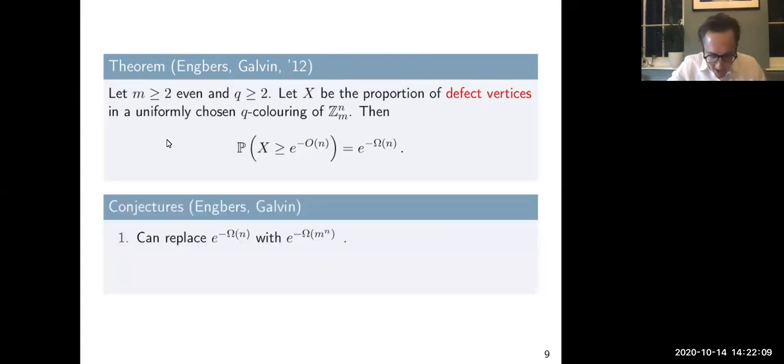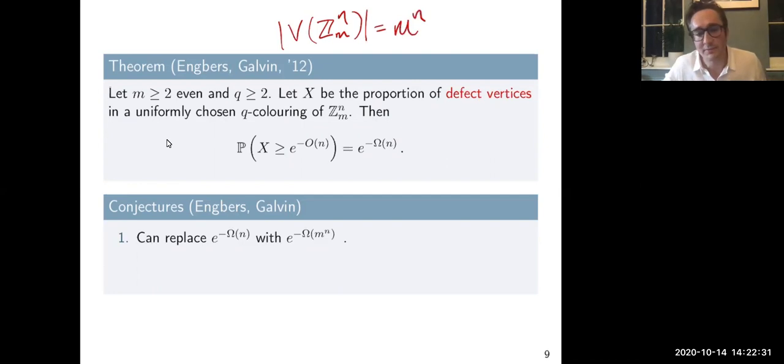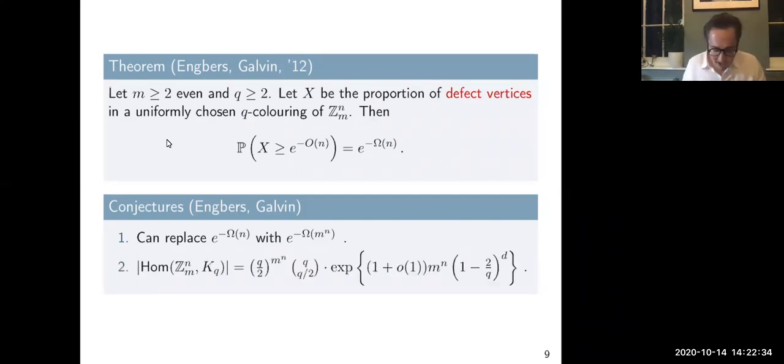Okay, but they make a conjecture that actually you should be able to replace this quantity on the right-hand side by something much stronger. It should be exponentially small in the number of vertices in the whole graph. So remember, n was the dimension of the torus, but the number of vertices of my whole graph is m to the n. And they make another conjecture, which is a conjecture for the number of q-colorings of the torus. Here I've given the conjecture for q even to avoid floors and ceiling symbols.